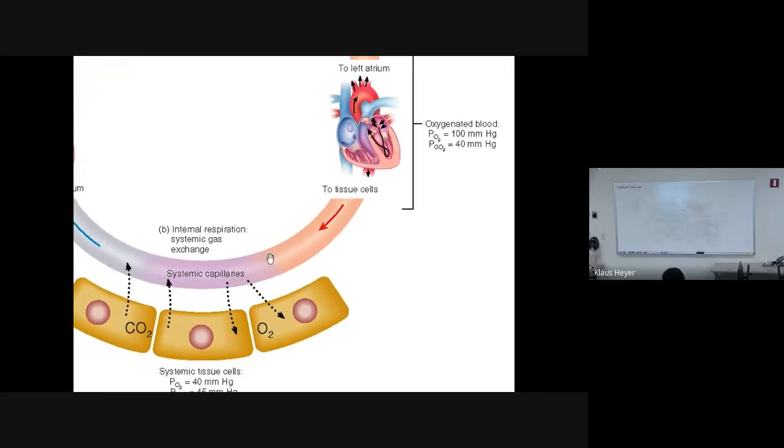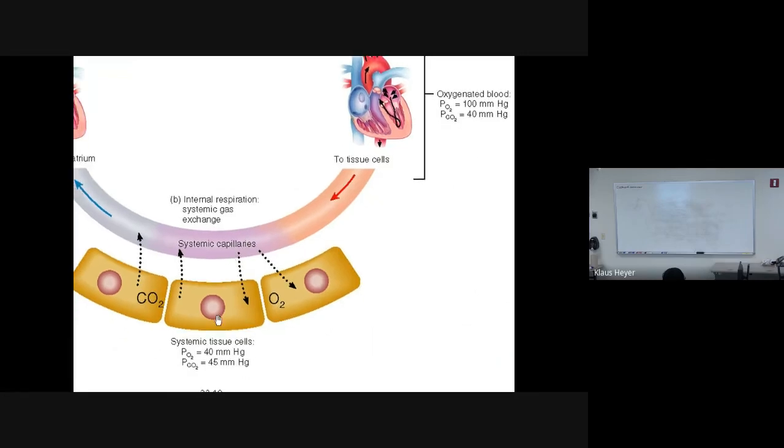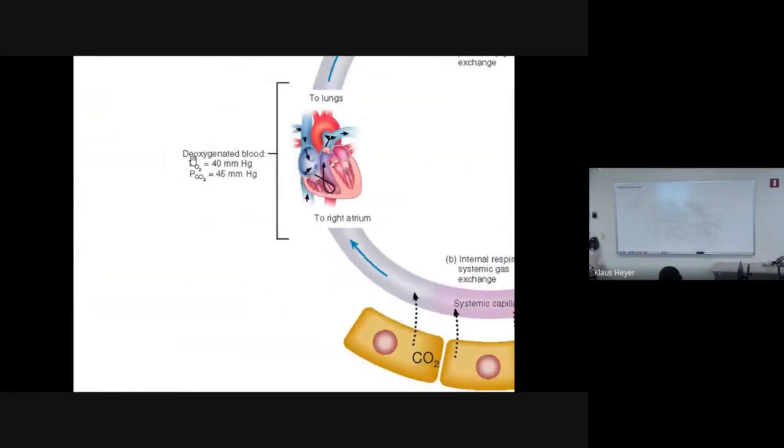As it's going by the cells, the oxygen's all leaving, because inside of your cells, the oxygen's only 40. Here in your blood, it's 100. Here in your cells, it's 40, so it's just crossing over. It's going 100, 90, 80, 70, 60, 50, 40, until it's 40 again.